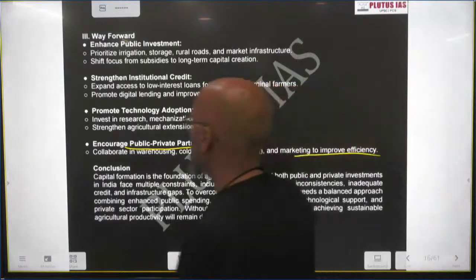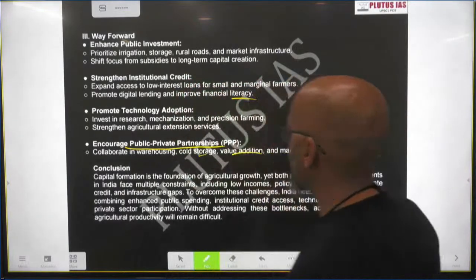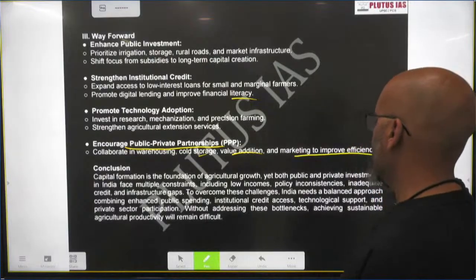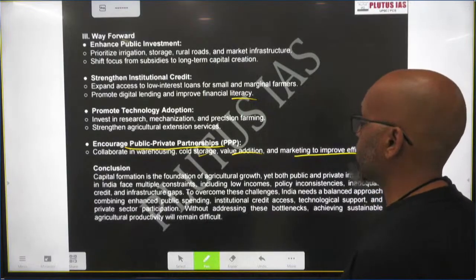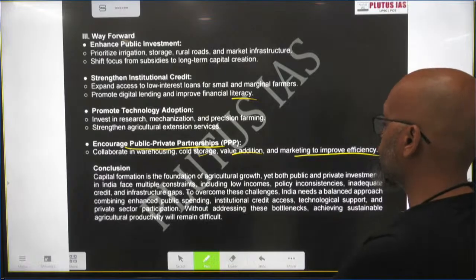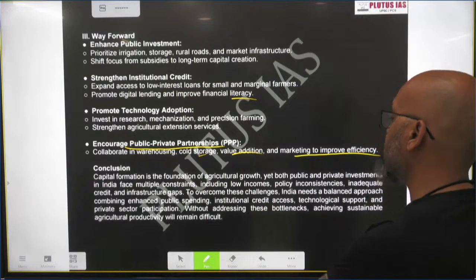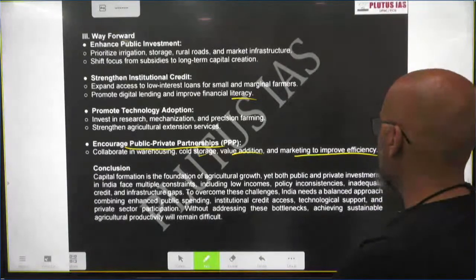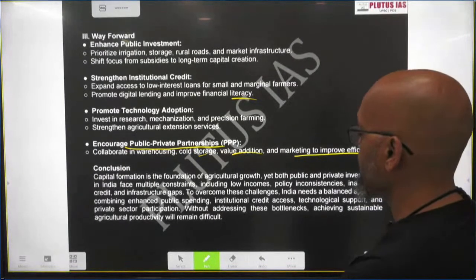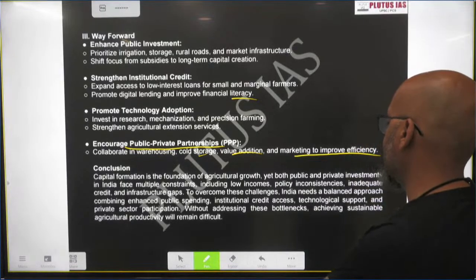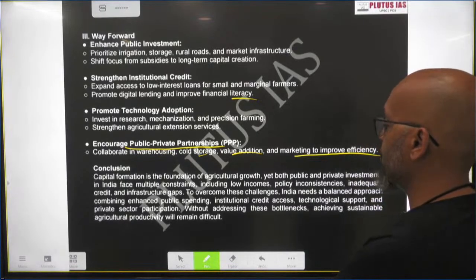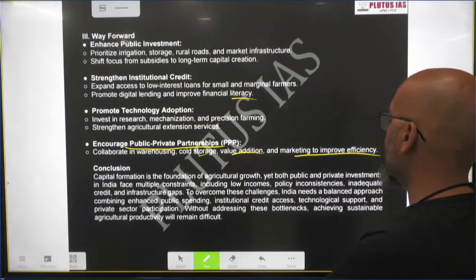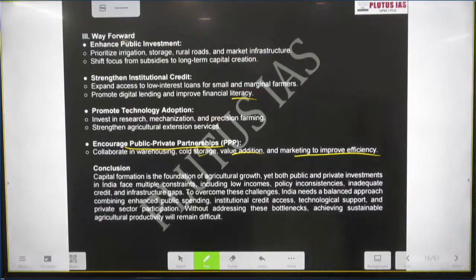Collaborate in warehousing, cold storage, value addition and marketing to improve efficiency. Okay. In conclusion, you could write, capital formation is the foundation of agricultural growth. Yet, both public and private investment in India face multiple constraints, including low income, policy inconsistencies, inadequate credit, and infrastructure gap. To overcome these challenges, India needs a balanced approach combining enhanced public spending, institutional credit access, technological support, and private sector participation. Without addressing these bottlenecks, achieving sustainable agricultural productivity will remain difficult.